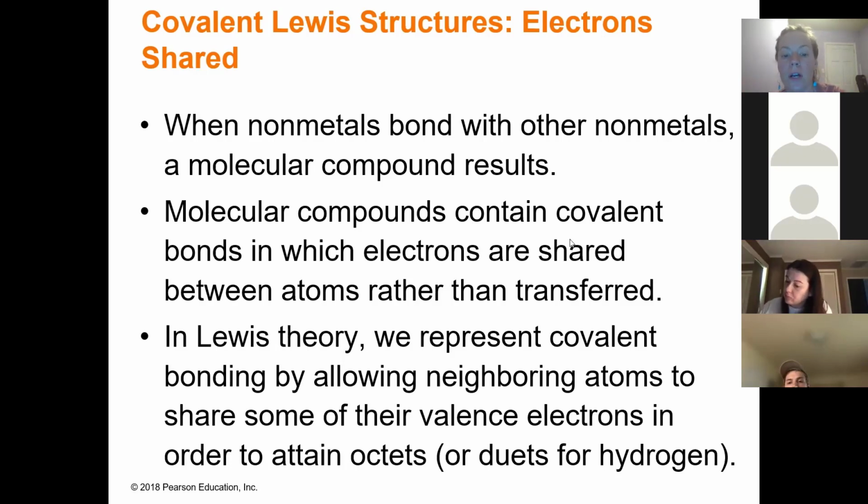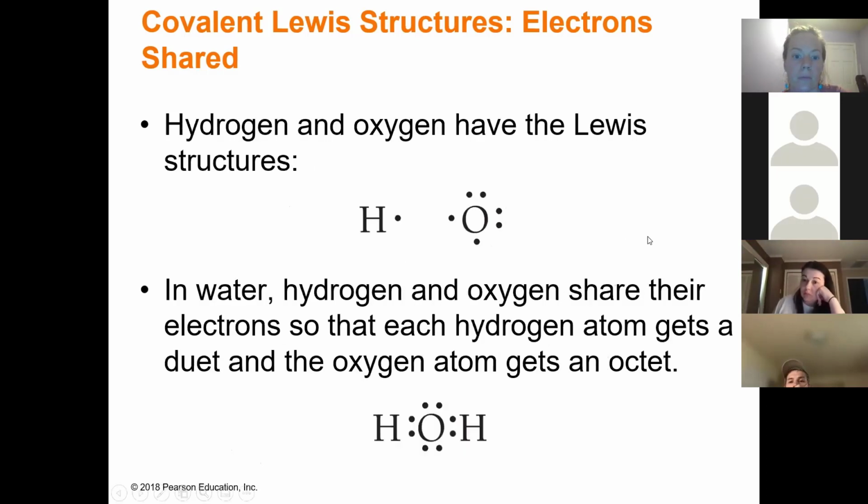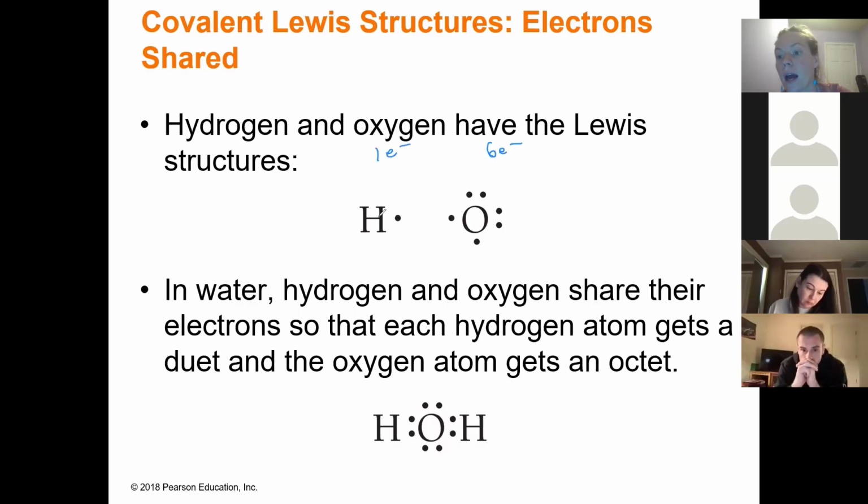In Lewis theory, we're going to create covalent bonds by allowing neighboring atoms to share some of their valence electrons in order to obtain an octet, 8, or if you're hydrogen, a duet. So let's look here at hydrogen and oxygen. So currently, when we draw our Lewis dot structures, we've got hydrogen, and it has 1 valence electron because it's in column 1. Oxygen has 6 valence electrons because it's in column 6, right? So 6 electrons here and 1 electron here. Now, the hydrogen isn't going to transfer the electron over.